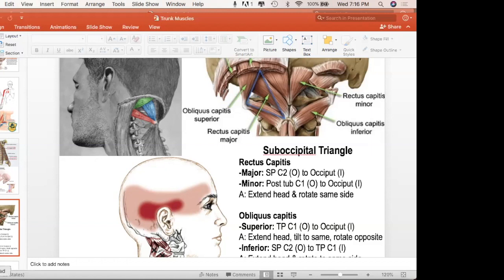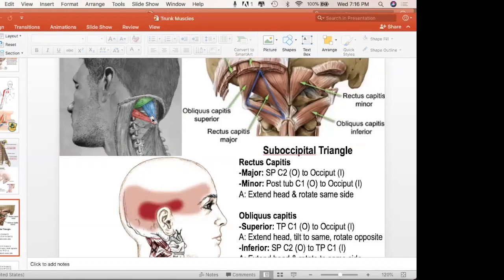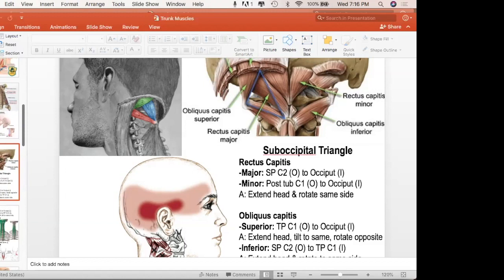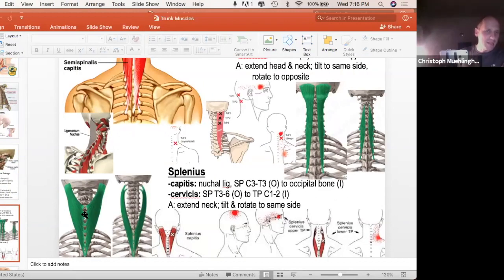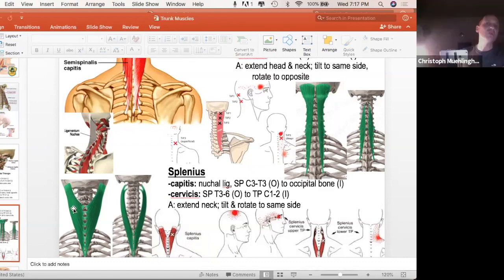Is the suboccipital triangle deeper or more towards the surface than the splenius? Deep. Yes. So the splenius is more towards the surface. You have this layer the deepest, and then you've got the splenius and the semispinalis, because they're bigger muscles, they overlay the deep muscles. And then the trapezius is on top of that.